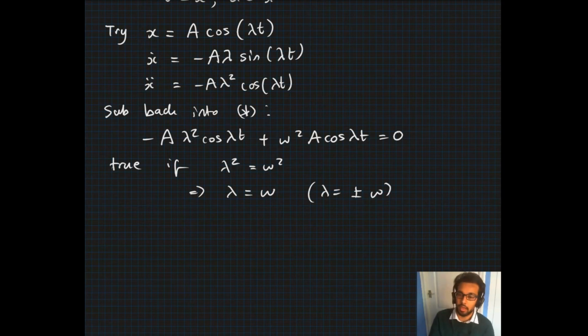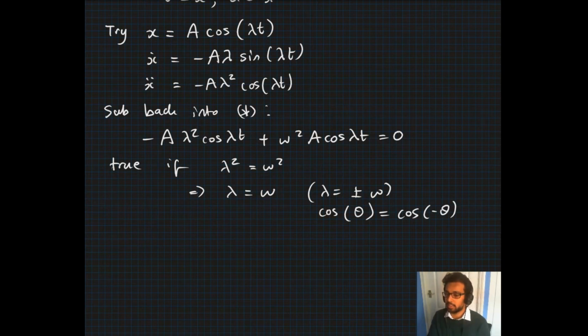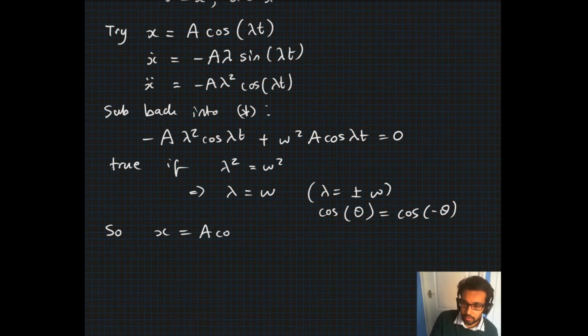but we have cos of anything, so cos of theta for example equals cos of minus theta, because cosine is an even function, and so it doesn't matter whether we take positive or minus, so we're just going to take positive for convenience. Okay, so we find that x equals a times the cosine of omega t.